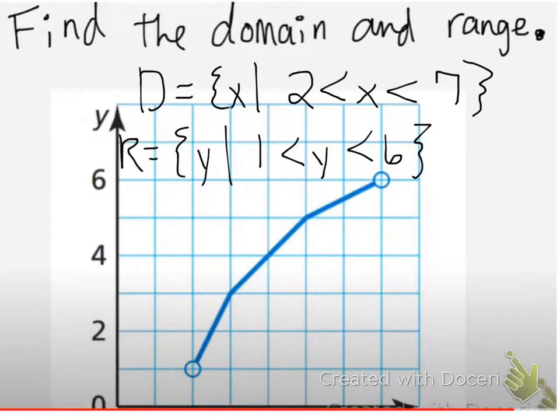We're looking vertically this time. The lowest my graph goes is 1. Everyone agree with that? And the highest it goes is 6. So, the set of all real numbers y such that y is greater than 1 and y is less than 6 at the same time. Right? All the values between 1 and 6, where 1 and 6 are not included. Everyone understand domain and range a little better this way?